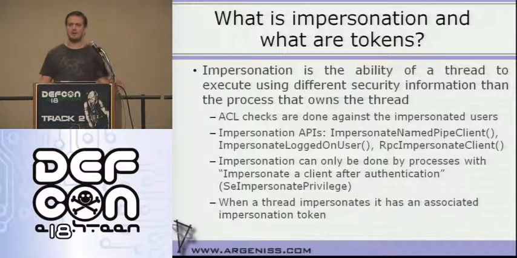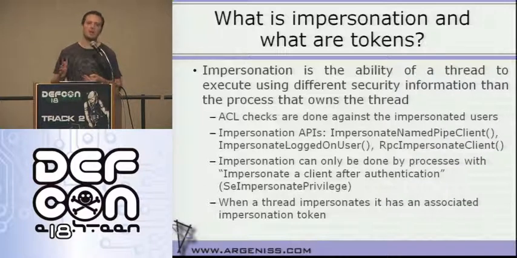And there are many different APIs to impersonate. Here we have a few, like ImpersonateNamedPipeClient, ImpersonateLoggedOnUser, and RpcImpersonateClient. When you call one of these APIs and a client connects to your service, you start impersonating. In order to be able to impersonate, the account the process is running under has to have the impersonate a client after authentication privilege. This privilege is not assigned to all users, only to accounts such as network service, local service, and accounts used to run services on Windows.